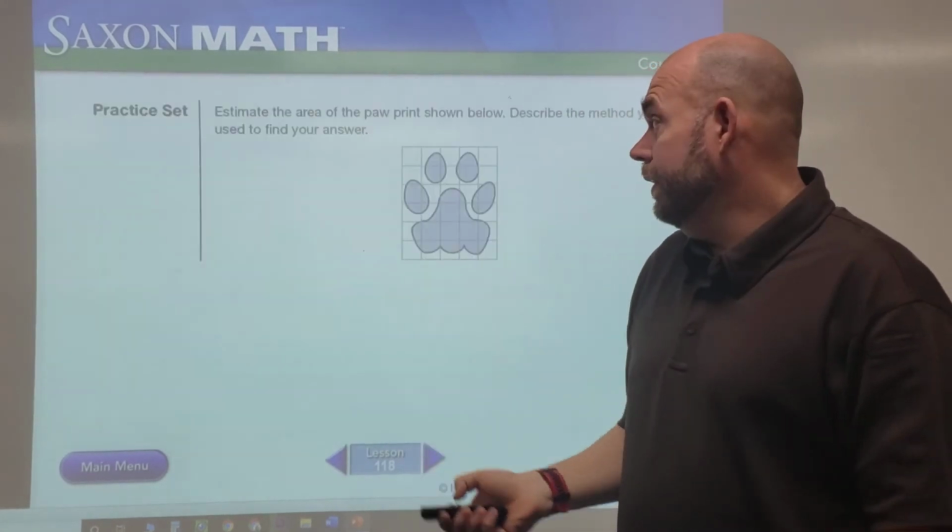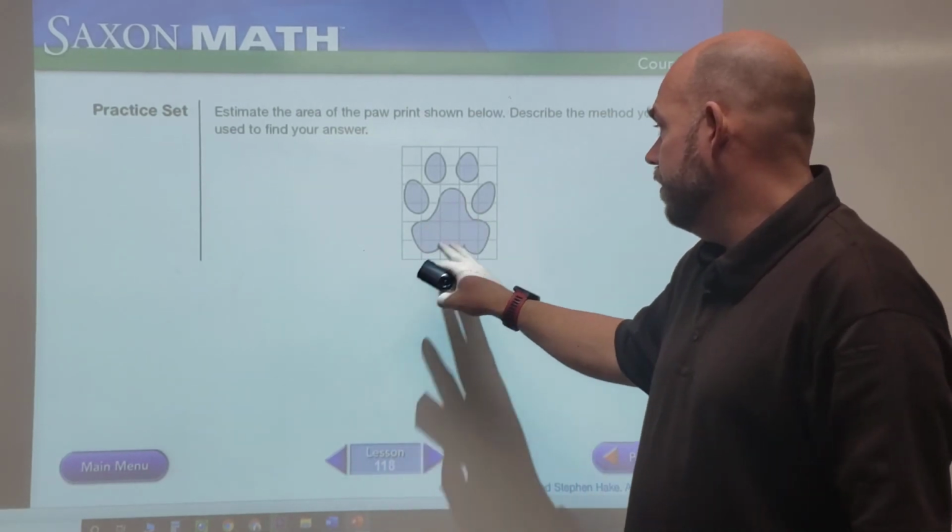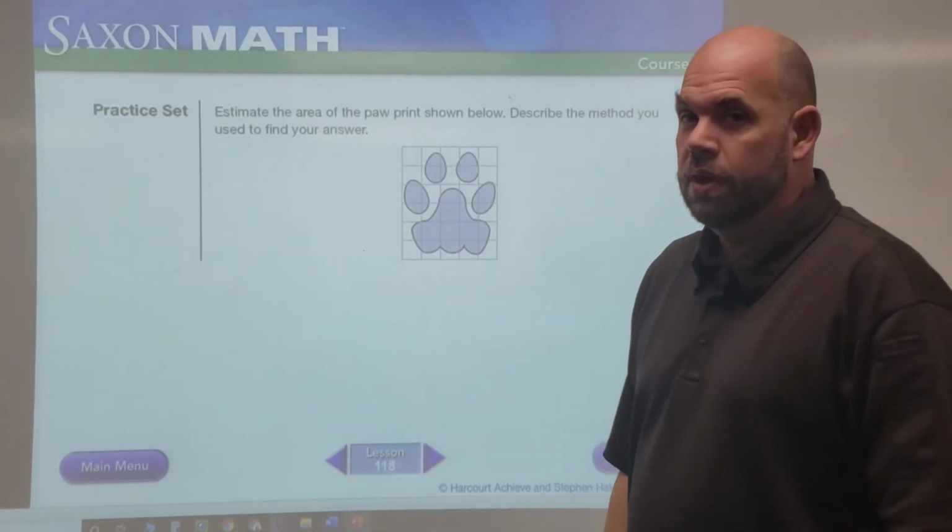So that's it. That's the whole lesson. Here's just one problem in the practice set. You can estimate the area of this. Again, just count up the partial squares and the whole squares.